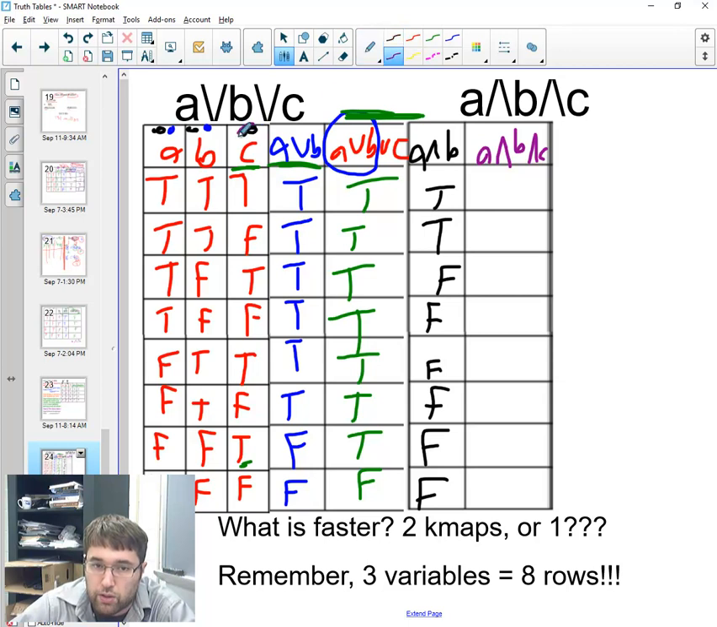Then we append this with C, which is right here. Let's do a different color. C and A and B. So true and true is true. False and true is false, and these are all false, so these are all false. Because if there's a false, it is false.